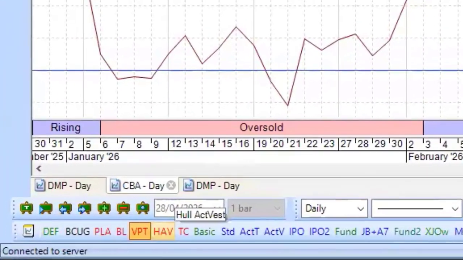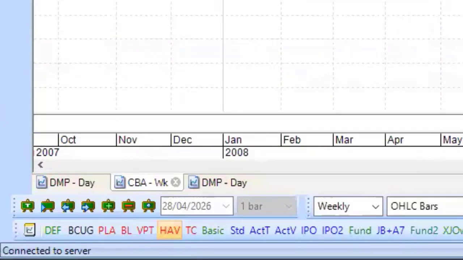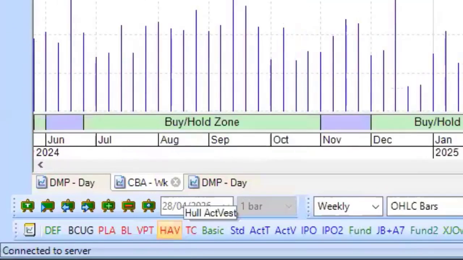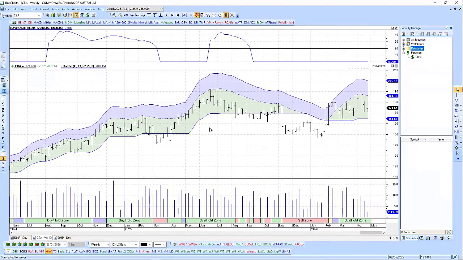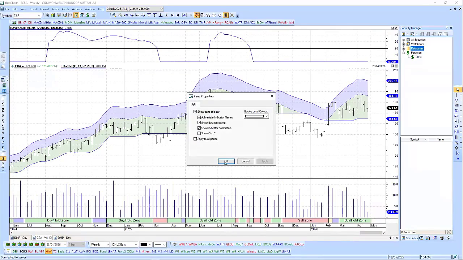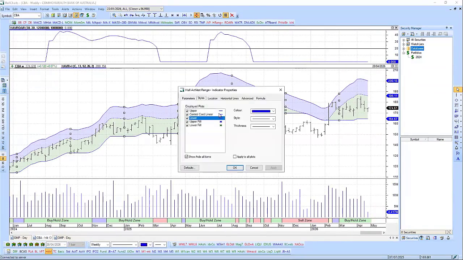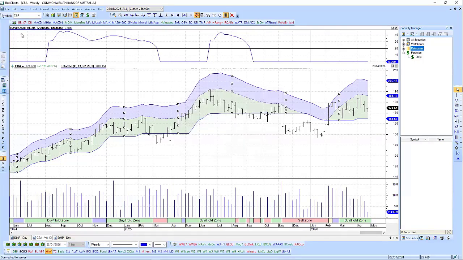The next one here on the template toolbar has the little tooltip that pops up, says hull, as in Allen Hull's Act Vest. And this is the range plus indicator. I need to double click here. Hull's Act Vest, not Act Trade. It's his Act Vest range plus indicator. And in the upper pane is Allen Hull's Act Vest raw rate of annual change indicator. And down the bottom is another ribbon.